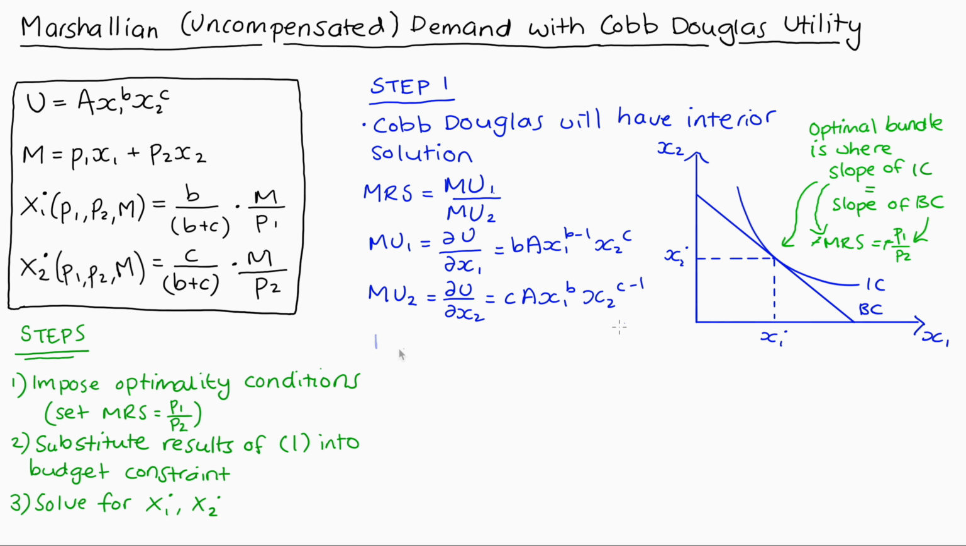So our MRS is equal to, well, I'm going to substitute the marginal utility of good 1 and the marginal utility of good 2 into the ratio. So marginal utility of good 1 is equal to b times A times x1 to the power of b minus 1 times x2 to the power of c. And we divide that by the marginal utility of good 2, which we found was c times A times x1 to the power of b times x2 to the power of c minus 1. So those big A's are going to cancel out.